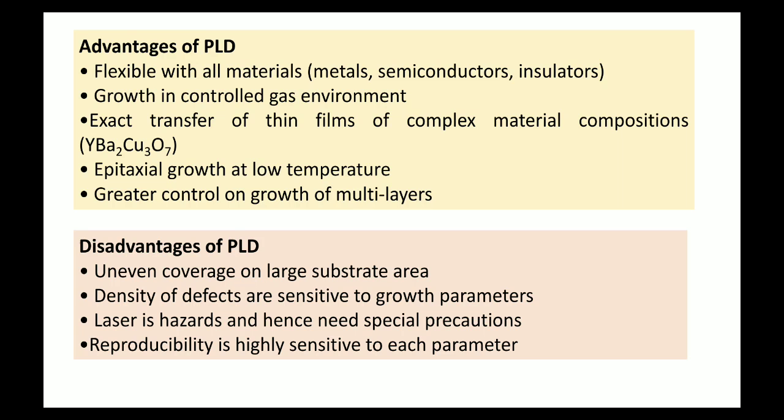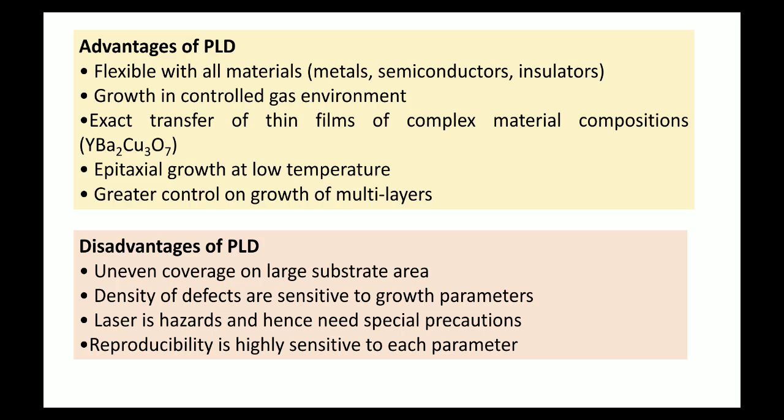Second point is density of defects are sensitive to growth parameters. Defects means, as I said, this is a very fast process for nucleation and growth, so it doesn't get enough time. If you want an epitaxial growth, then you need a very slow deposition rate. So any technique which makes thin films at a very high rate means there are a lot of defects, where there are a lot of dislocations.